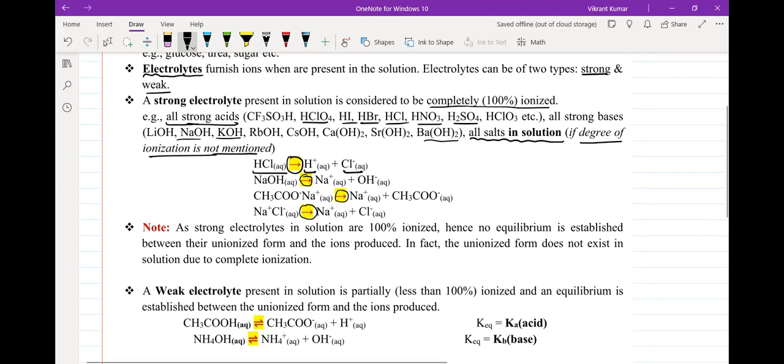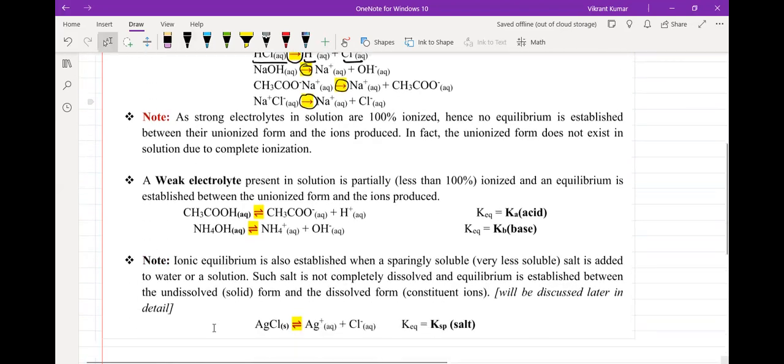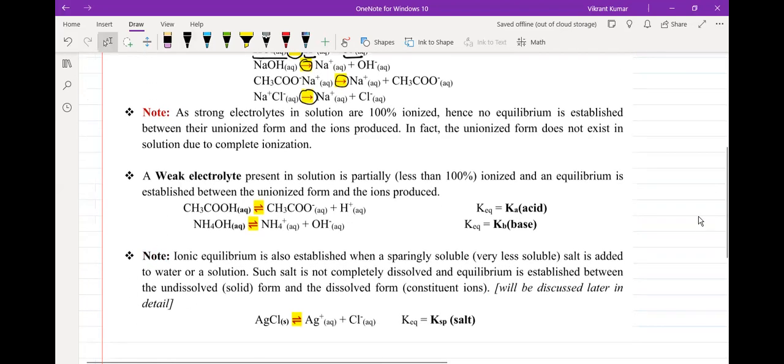Now we come to the ones that will be discussed again and again throughout the chapter. These substances are called weak electrolytes, which are going to have less than 100% ionization, and that's why the ionized form, that means the ions given by this electrolyte, and the unionized form will have an equilibrium established, and that equilibrium will have some equilibrium constant.